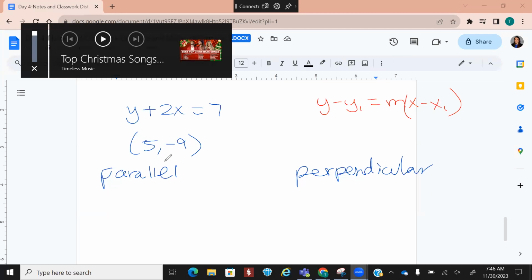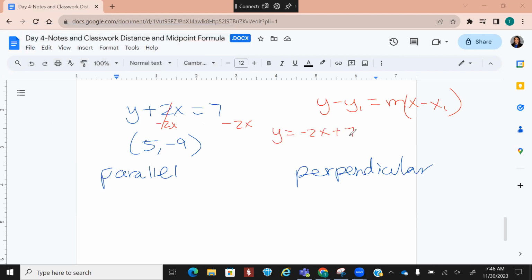First things first, I got to move this guy to the other side. A lot of you did not do that. Painful. So you should have gotten y equals negative 2x plus 7. Now, your slope is going to be negative 2. Almost right. Okay. Now we're going to plug in. Remember, 5 is x1, 9 is y1.